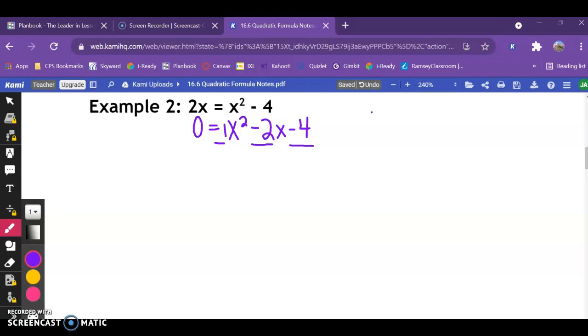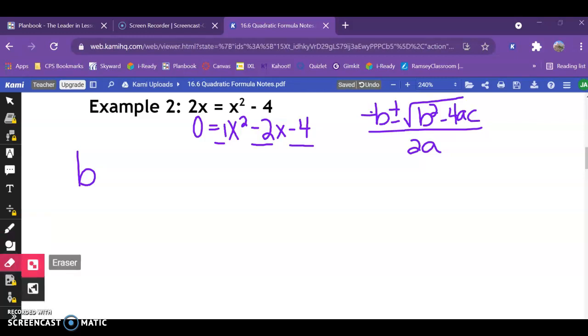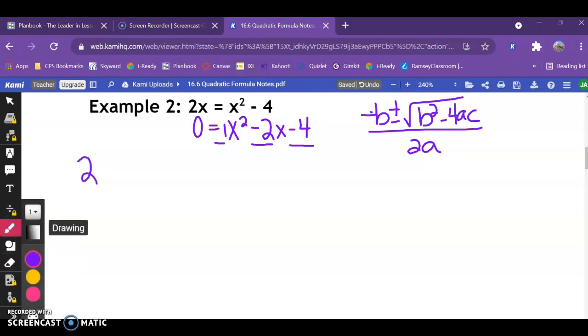So negative b, plus or minus, so here's our formula that we're going to have to look at. So it's negative b first. Our b is already negative here, so that would turn positive. So we want positive 2, and then plus or minus b squared, so negative 2 squared. So keep in mind, you have to be careful. Negative 2 squared is still a positive 4, so don't get in the negative trap and get your answer wrong.